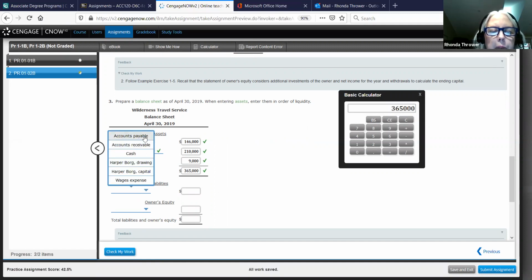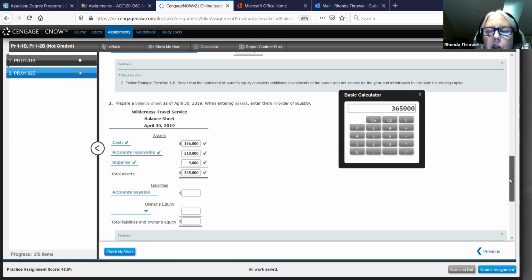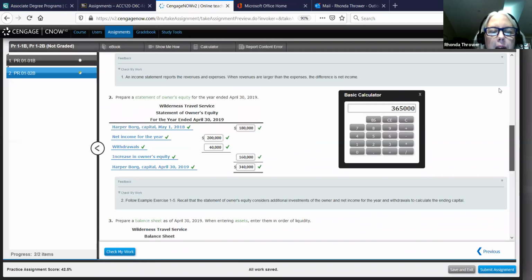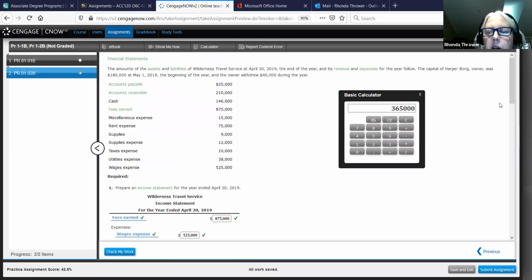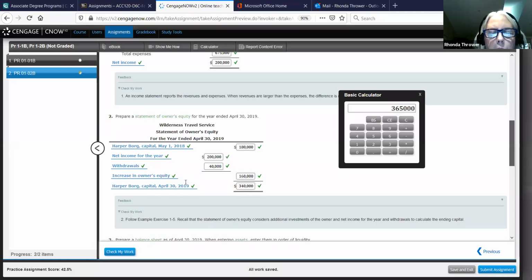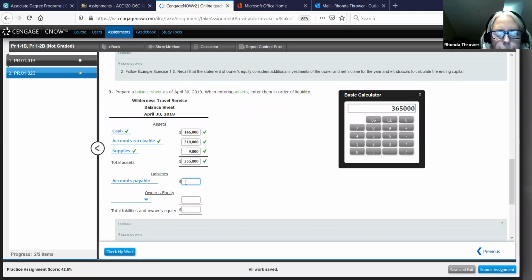The only liability we had was accounts payable. That liability at the end of the period had an amount of $25,000 that we owed to our creditors. And since there was only one liability, this is the total of the liabilities.